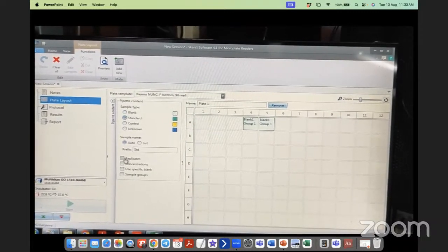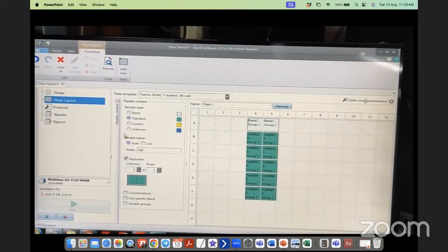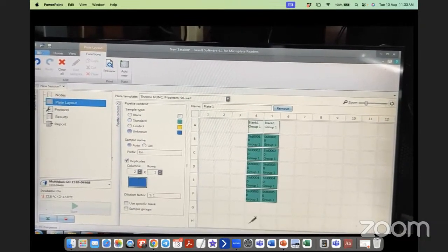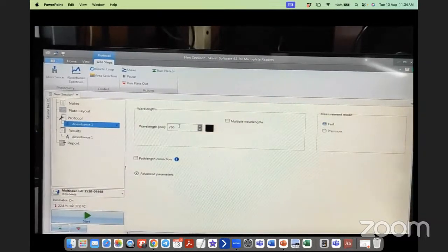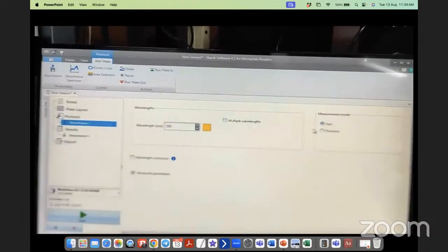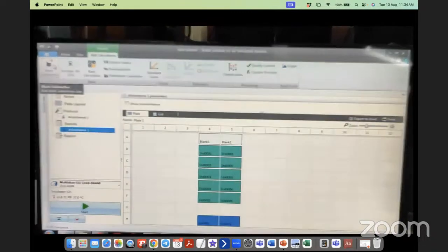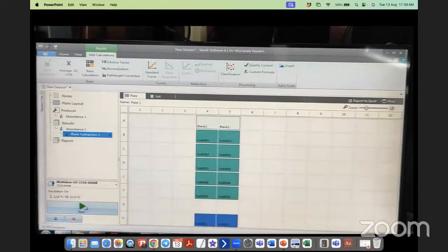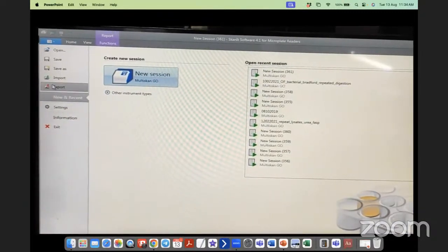The first step is to set the plate layout, which includes blanks and all the standards, and also the unknown sample. The next is the protocol, in which absorbance at 595 is set. Measurement mode is selected to be precision. And also blank subtraction is set. After getting the absorbance values, the values can be exported.